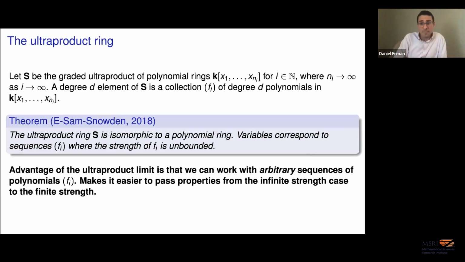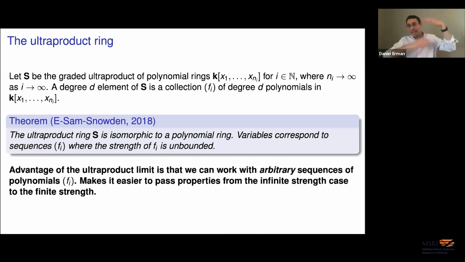And the advantage of this framework is it just makes it easier to pass properties from the infinite strength to the finite strength level. Maybe it's worth noting something: I talked about this limit Ananyan-Hochster principle, but if you want to actually get instances of the Ananyan-Hochster principle, you would want them not for the infinite strength elements in these crazy limit rings, you would want them for collections of actual polynomials in an actual number of variables. So you want to be able to take a property that was true for infinite strength elements and say it's also true for polynomials of high enough strength. So kind of pass down. And that top-down approach works very well using this ultraproduct machinery.